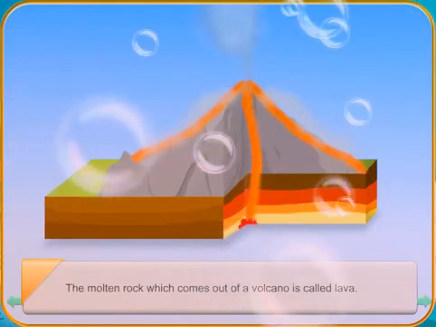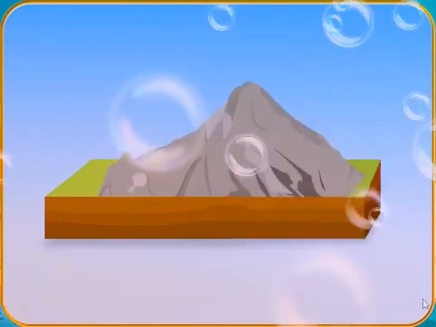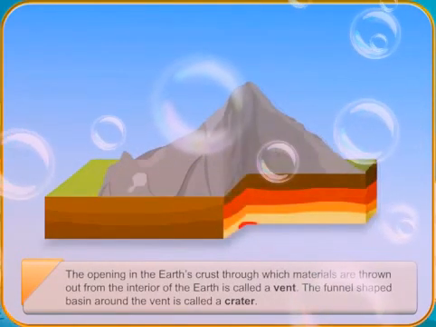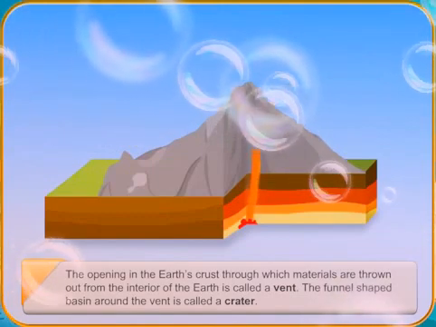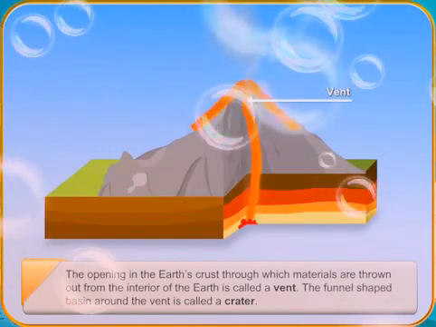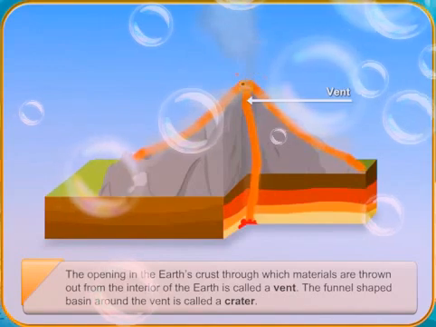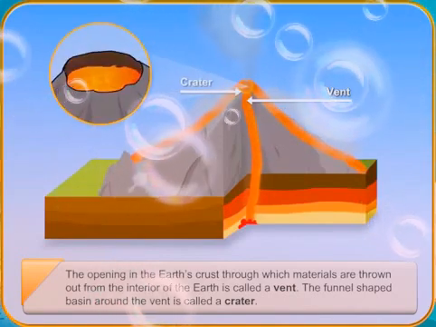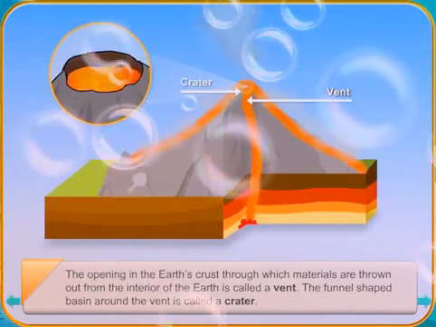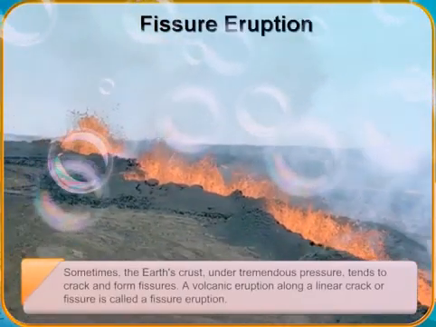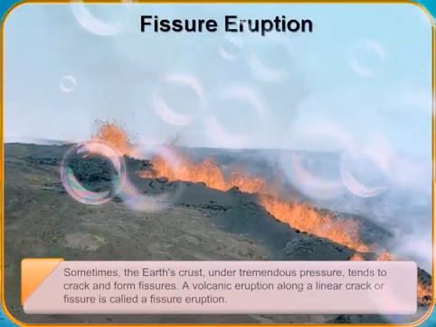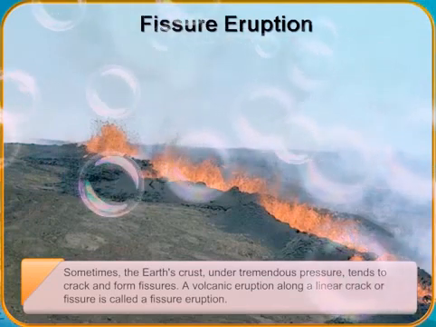The opening in the Earth's crust through which materials are thrown out from the interior of the Earth is called a vent. The funnel-shaped basin around the vent is called a crater. Sometimes the Earth's crust under tremendous pressure tends to crack and form fissures. A volcanic eruption along a linear crack or fissure is called a fissure eruption.